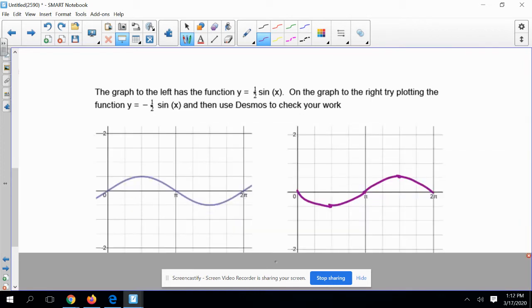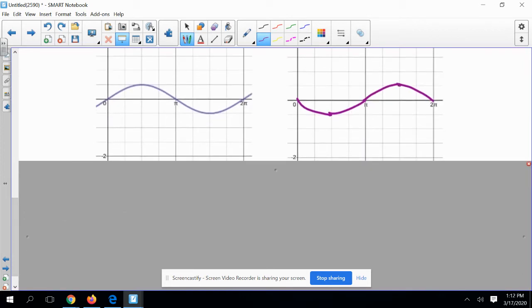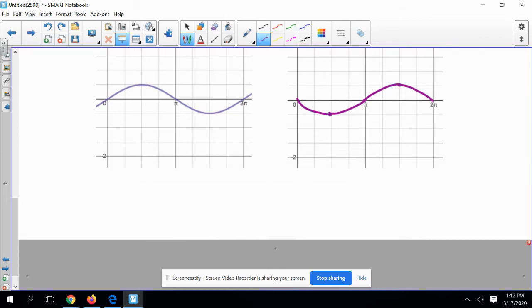Last one. Here are the answers. And again, if you notice, this graph is just flipped over. So hopefully that went pretty well. Again, if you need to pause it at any point to check your work, feel free to do so. Let's go to the last page here.